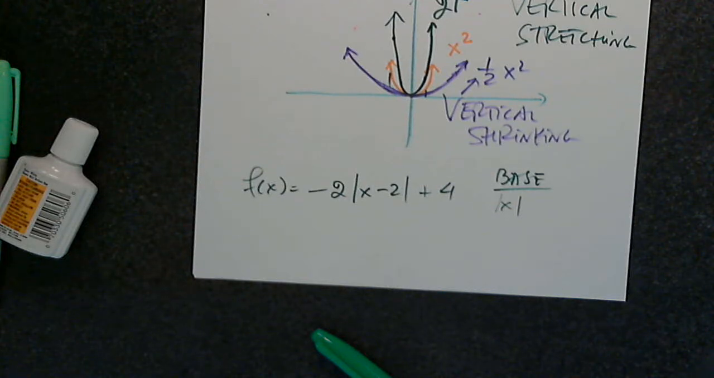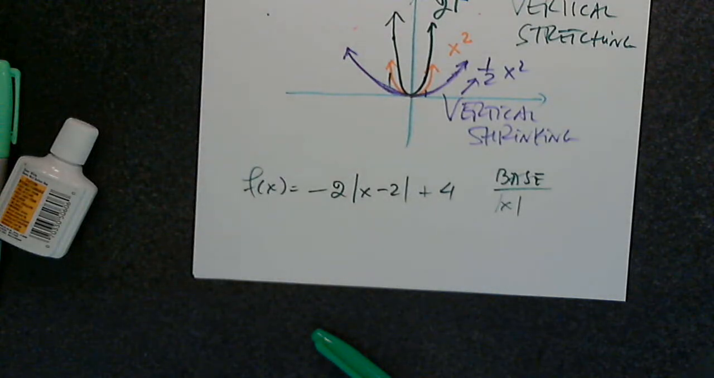by a factor of 2. One more time from the beginning. So this is the absolute value. I go 2 to your right. I stretch it by a factor of 2. Then I reflect with respect to the x-axis and then upward. Is that clear?